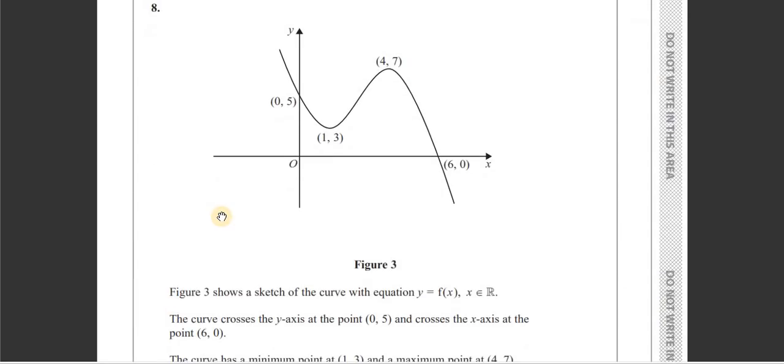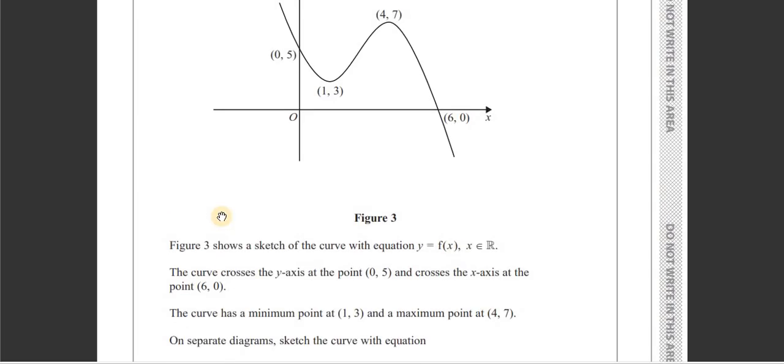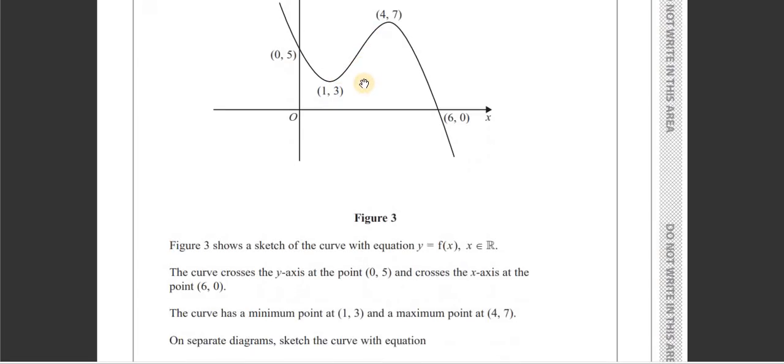Question number 8. Figure 3 shows a sketch of the curve with the equation y equal to f of x, x belongs to real. The curve crosses the y-axis at the point 0,5, and crosses the x-axis at 6,0. These are the x and y intercepts. The curve has a minimum point at 1,3 and a maximum point at 4,7.